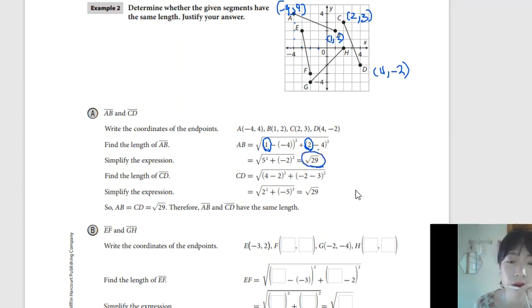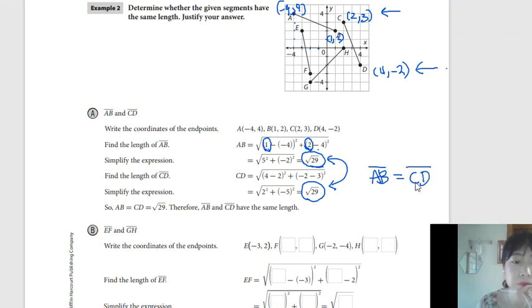This is your distance. You don't have to calculate it. Just leave it like that. Find the length of CD. Same thing. You're going to use the points C and D. 4 minus 2 squared is 4. Negative 2 minus 3 squared is going to be 25. If you add them and square root it, it's going to be square root 29. Wow, what do you notice? They're the same, right? So AB and CD have the same length. Length of AB is equal to length of CD.